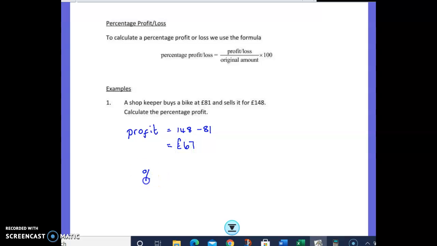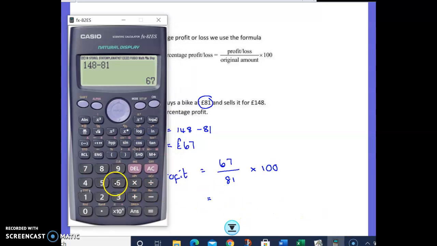The percentage profit, we do the actual profit that we just calculated divided by the original price. The original price is 81, times it by 100. 67 divided by 81 times 100, which is 82.7%.